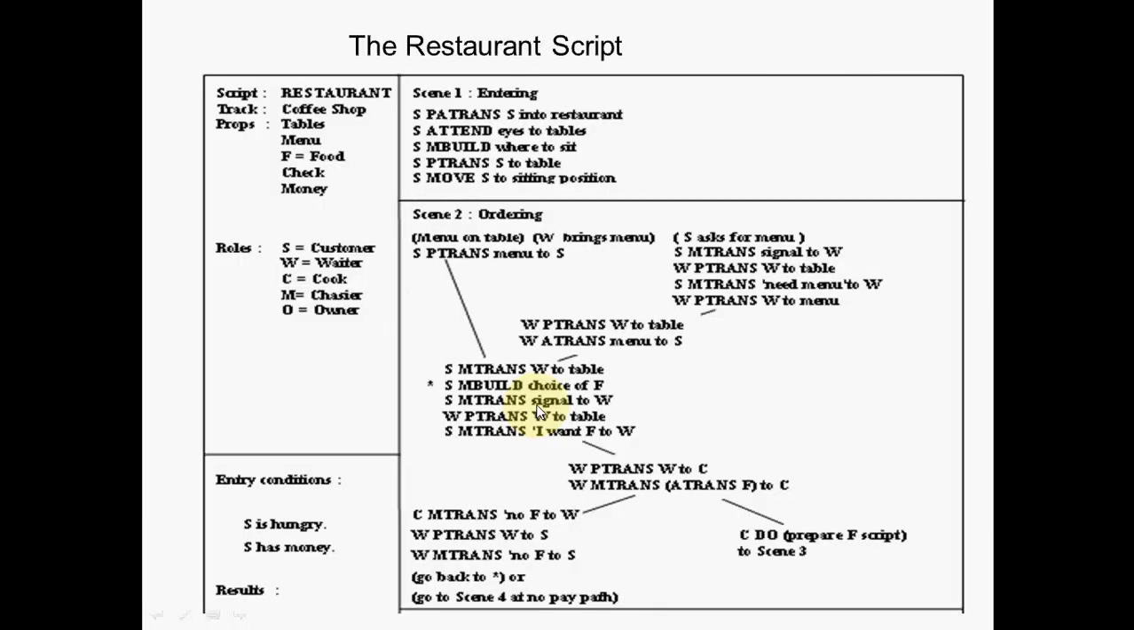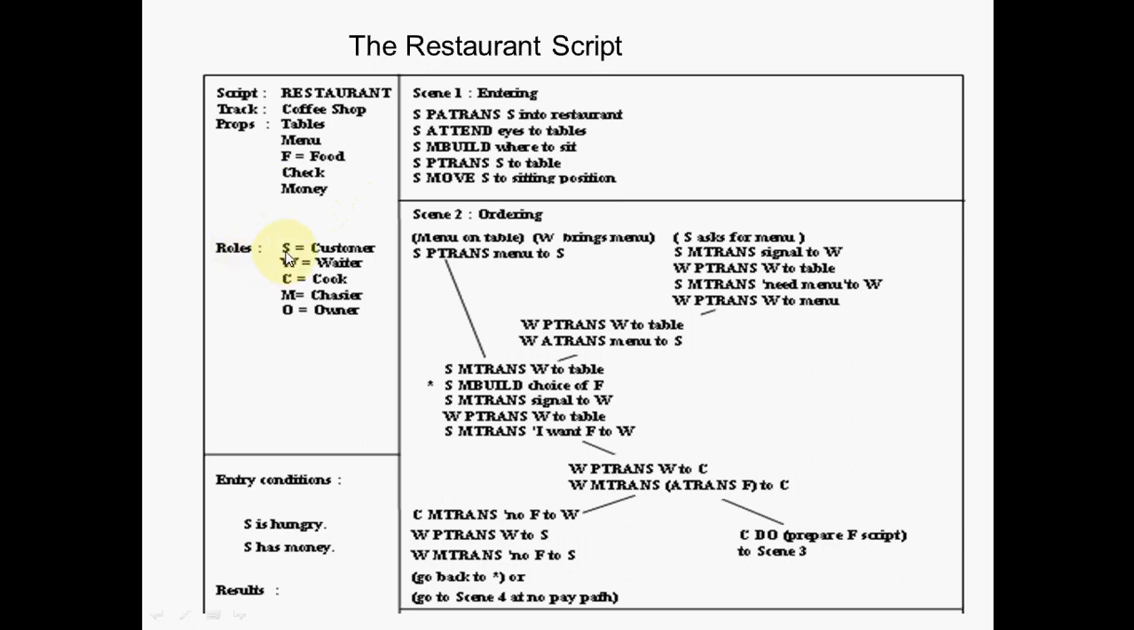This is another script. The script is taken from the textbook Rich and Knight, third edition. This is a restaurant script. I will just show you how this is written. Again, on the left hand side pane, you're going to write what the script is. Script: restaurant. Track: coffee shop. Now in the coffee shop, what are the different props? You have tables, you have a menu. F is a variable just for food. Check, and money.